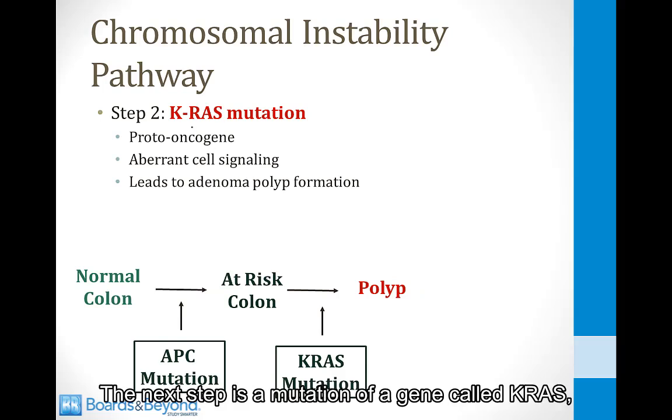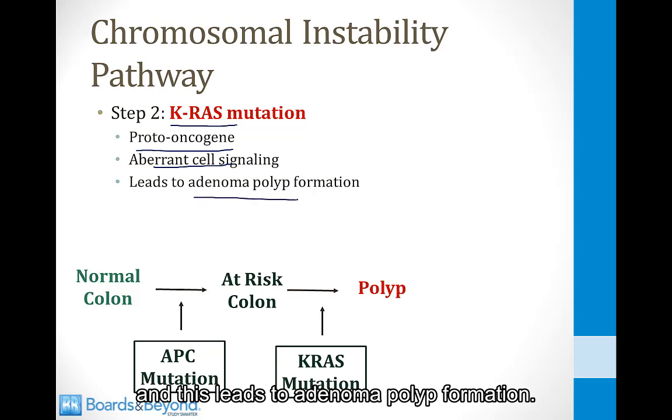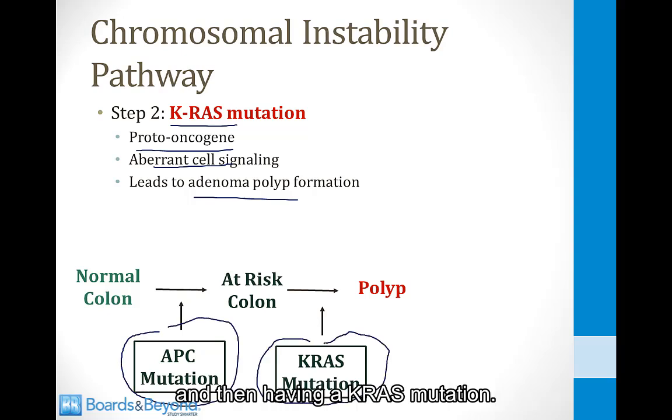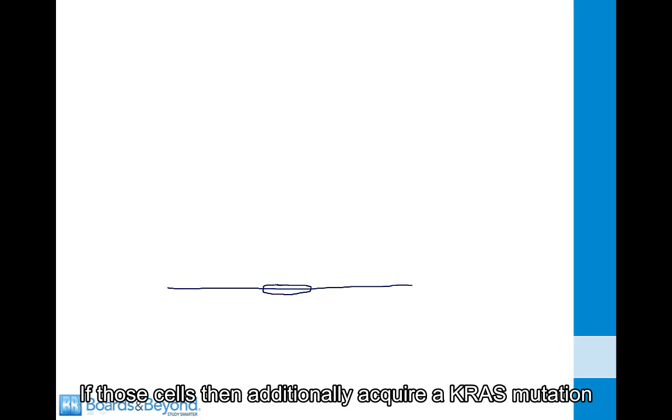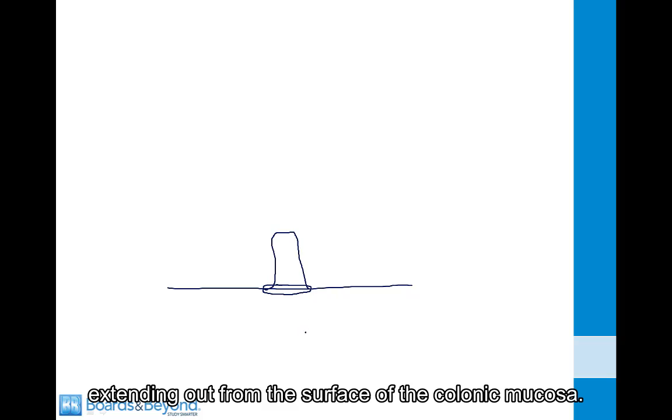The next step is a mutation of a gene called KRAS, which is a proto-oncogene. When there's a mutation in this gene, there is aberrant cell signaling, and this leads to adenoma polyp formation. So we talked before about adenomatous polyps, and the way they form via the chromosomal instability pathway is by first having an APC gene mutation acquired and then having a KRAS mutation. This converts a colon which is at risk into a colon with the presence of polyps. So if we go back to our normal colonic mucosa, we talked before about how a series of cells might acquire an APC mutation. If those cells then additionally acquire a KRAS mutation, they will begin to develop into a polyp extending out from the surface of the colonic mucosa.